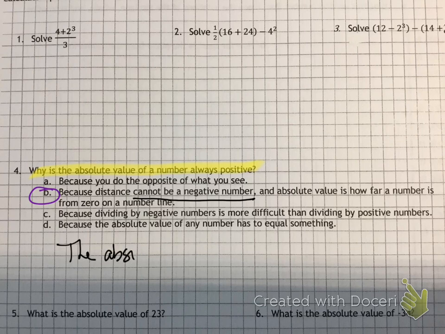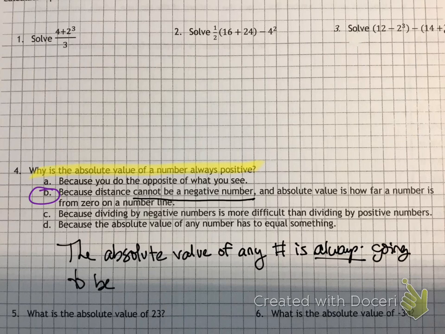The absolute value of any number is always going to be positive. Choice C, because dividing by negative numbers is more difficult, that doesn't even make sense. And because the absolute value of any number has to equal something, that technically is true, but that's not the best answer. That leaves you with B, which is, again, because distance cannot be a negative number.